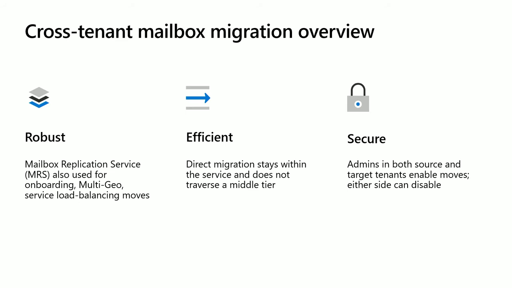It's efficient because this is direct tenant-to-tenant migration that doesn't need to traverse a middle tier. There's no need for additional infrastructure, either on-premises or something like in Azure. This is directly within the Exchange Online service. And it's also secure. I'll talk about some of the changes that we've incorporated since our private preview, but the key fundamental principle here, which we will adhere to across all of our cross-tenant features, is it takes both sides to set it up, but one side to tear it down.